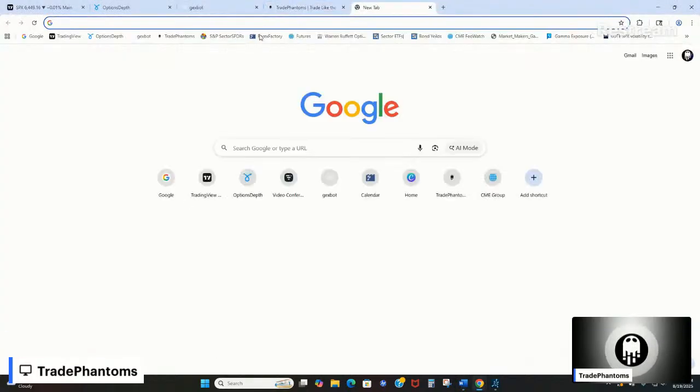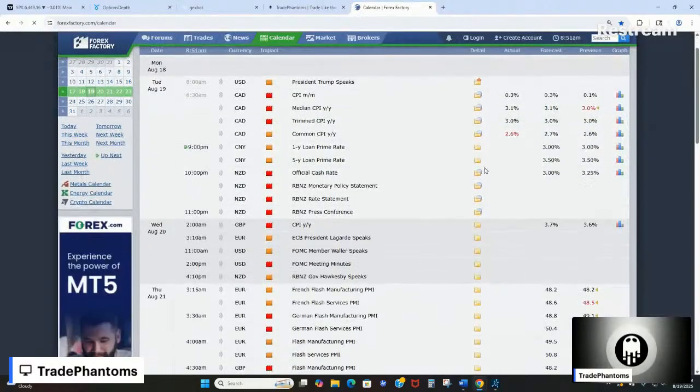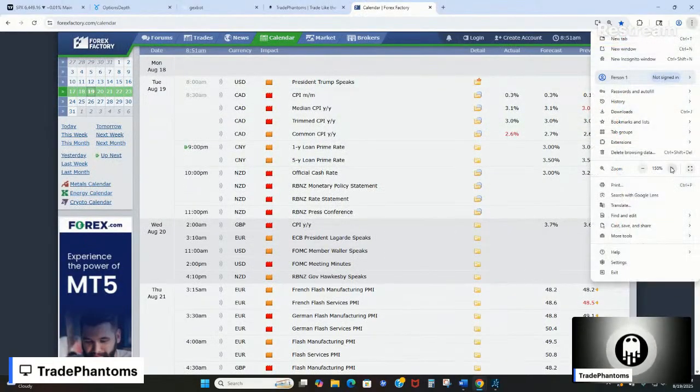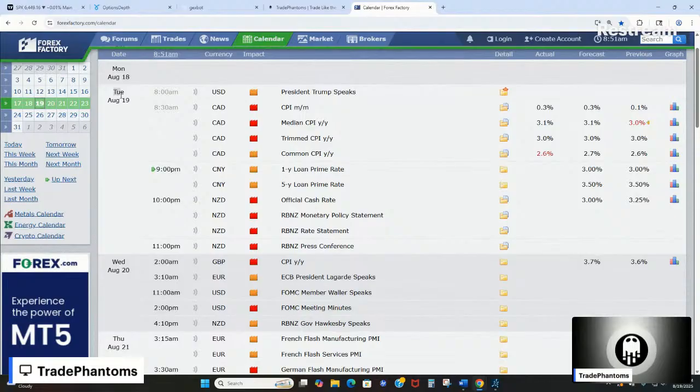Before I dive into the charts, I just want to take a moment here, just really briefly. Head over to forexfactory.com. Why? Today, of course, being Tuesday the 19th, we have basically nothing. Nothing in terms of a news catalyst here in the U.S. We did have the president speak at 8 a.m. Eastern Standard Time. So that was about an hour ago, right?